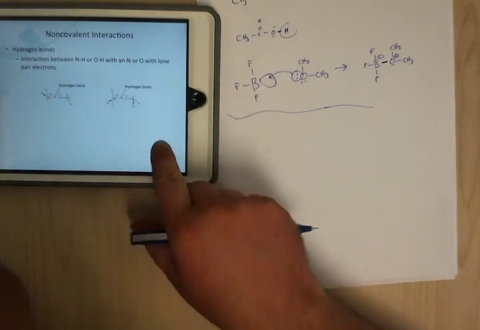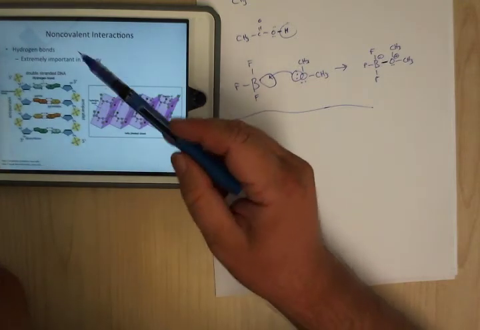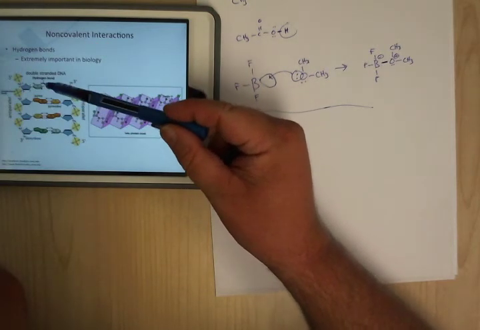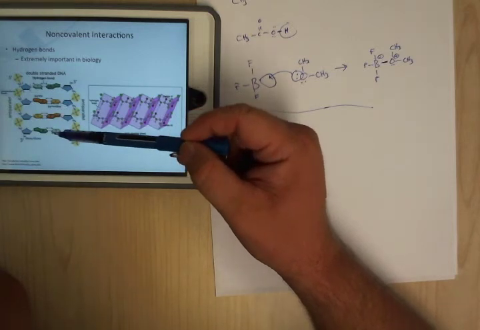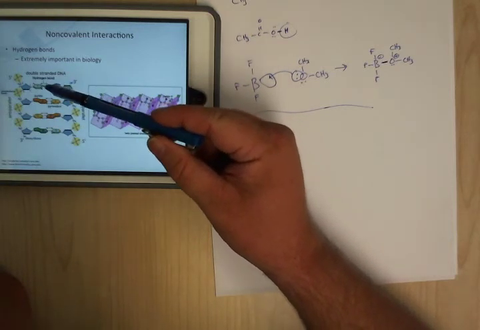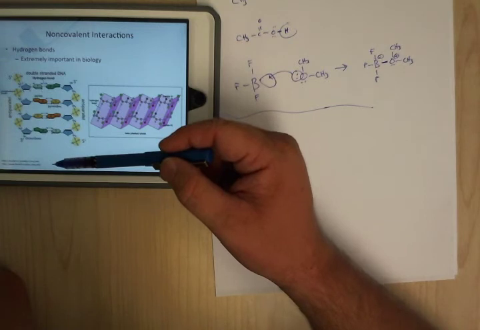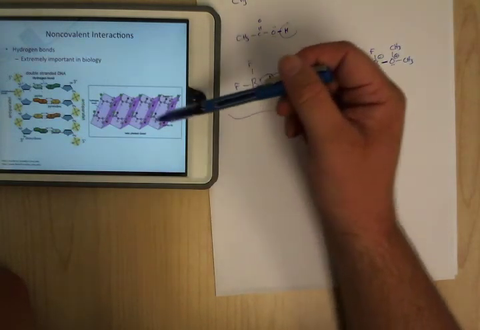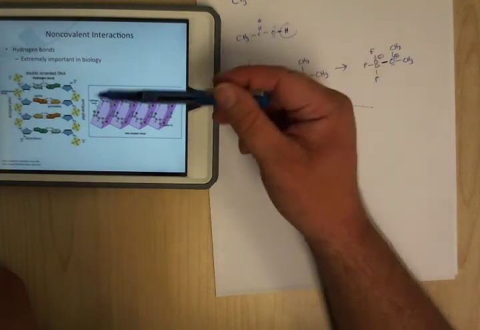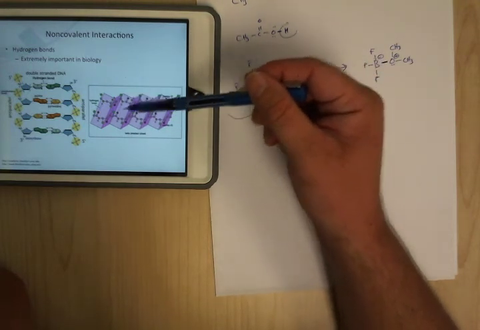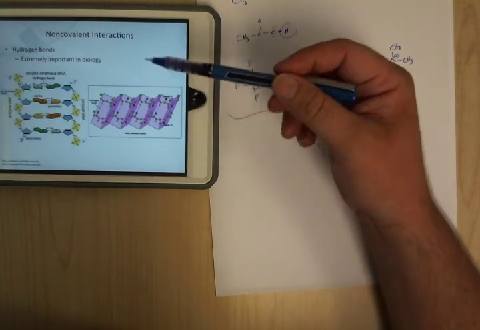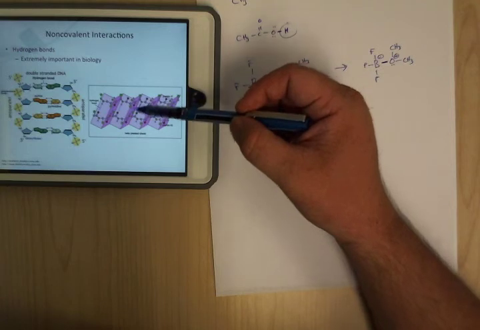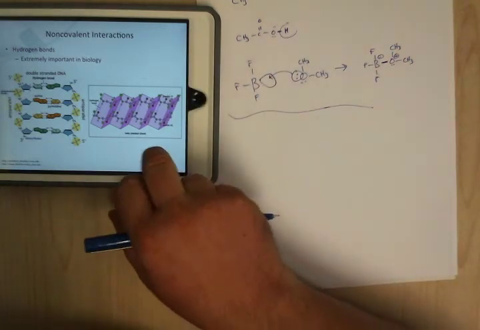So where do you see this? In water, in keeping double-stranded DNA together. In between here, what's keeping the strands of DNA together are hydrogen bonds. They're fairly weak, but when you add up a whole bunch of them, millions and millions of them together, they become very strong. You also see this in biology with beta-pleated sheets and alpha helices, keeping protein secondary structure together. So you have these hydrogen bonds keeping that structure together.